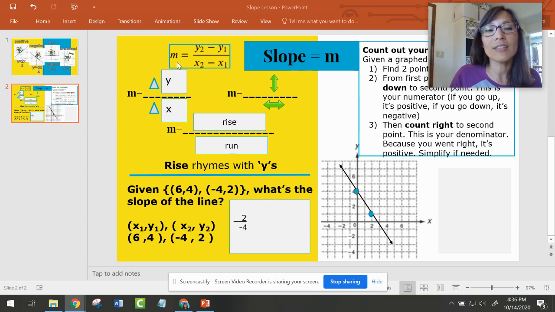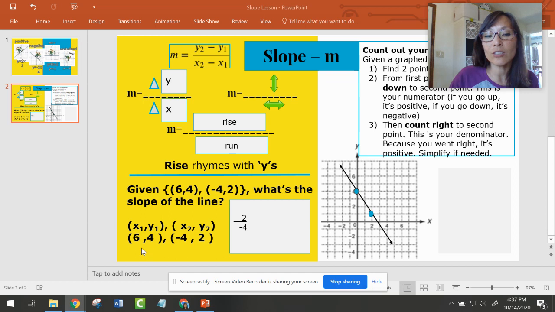So when I look at this equation, m equals y sub 2 minus y sub 1 divided by x sub 2 minus x sub 1, what we're doing is identifying that this is the second y coordinate, this is the first y coordinate. We're going to subtract them to find the distance between the two. And then this is my second x coordinate, and we're going to subtract the first x coordinate to get the distance between the x's. So that gives me my change in y over the change in x.